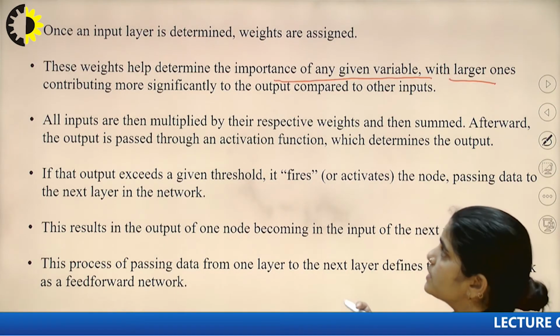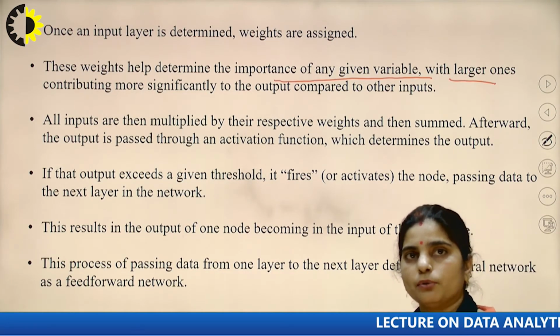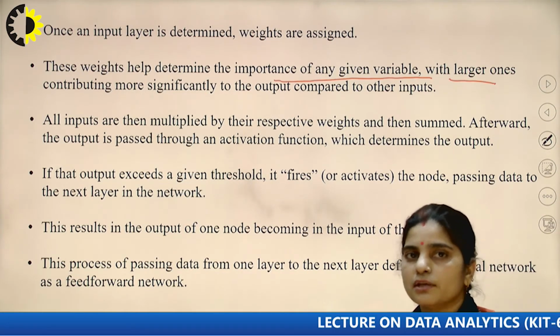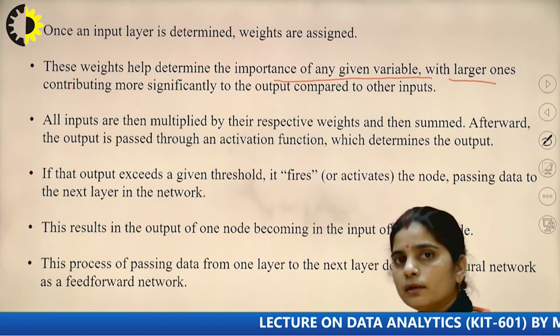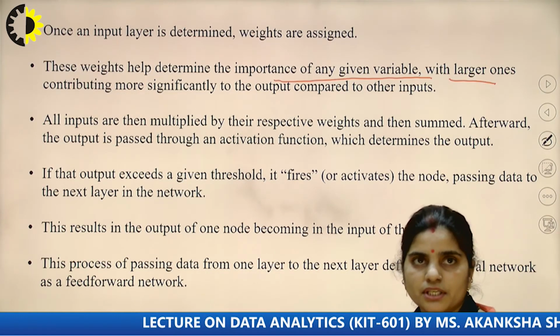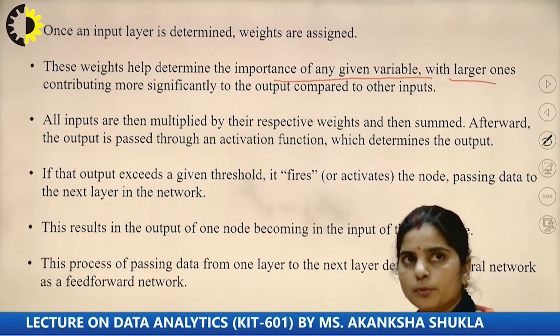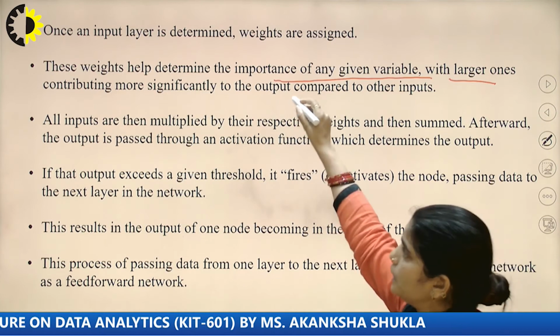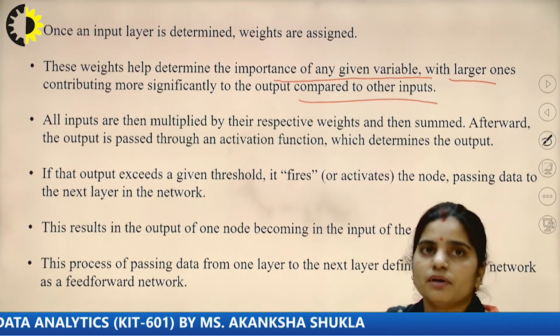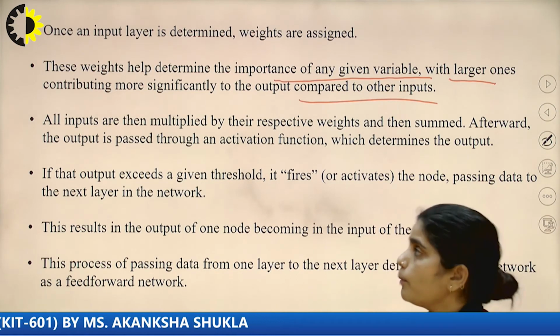So these weights basically help in determining the importance of that particular variable: which is more significantly important for generating the output, and which is less significantly important. Based on these weights we can identify this contribution in a very proper manner.